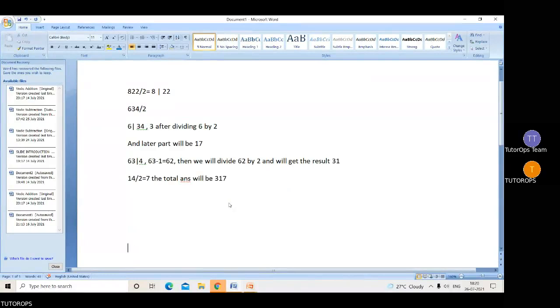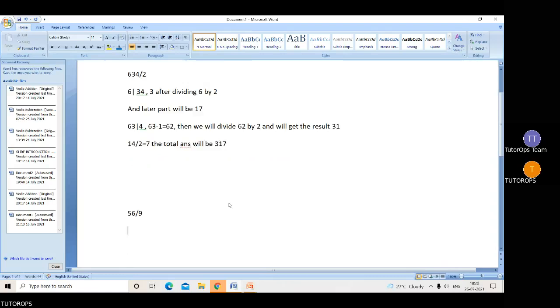If I take, say, 56 divided by 9. So how much will be the answer? 56 divided by 9. Now, we know for the remainder, what can be done? We need to add the digits, okay? Then we need to add the digits 5 plus 6, that is 11.